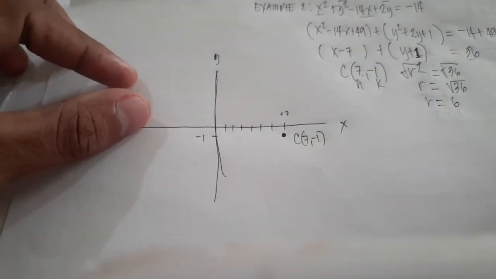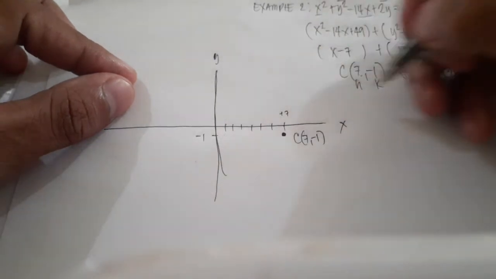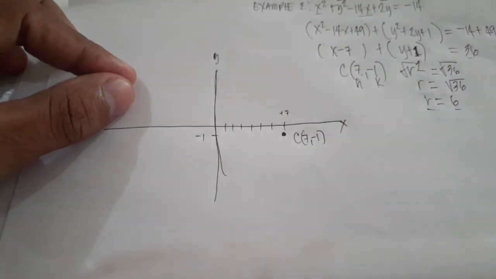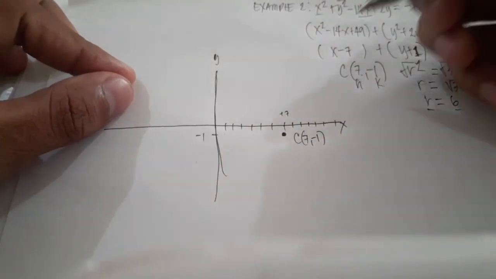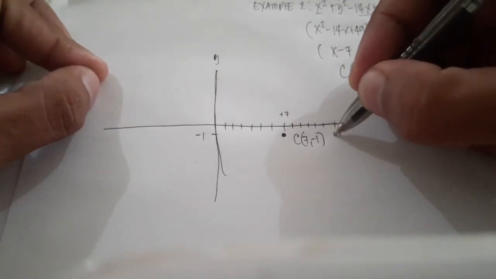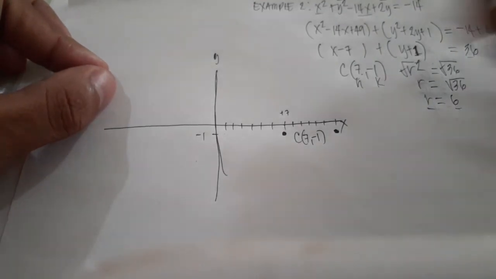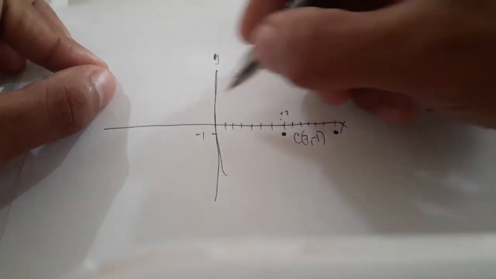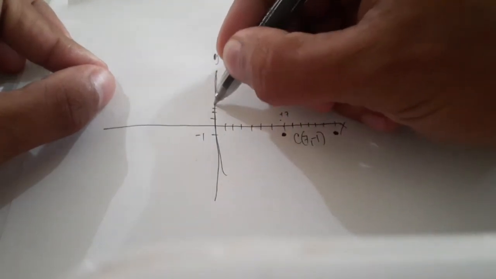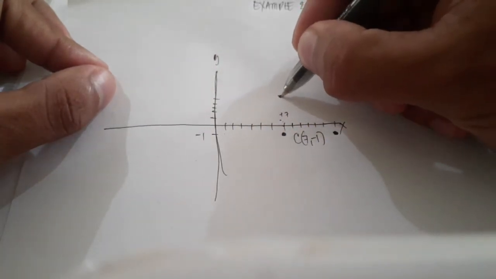Okay. So we're going to move 6 units, since our radius is 6. So 6 units right. So 1, 2, 3, 4, 5, 6. So this is now one of the points on the circle. Then 6 units up. So from here, 1, 2, 3, 4, 5, 6. So it will be here.